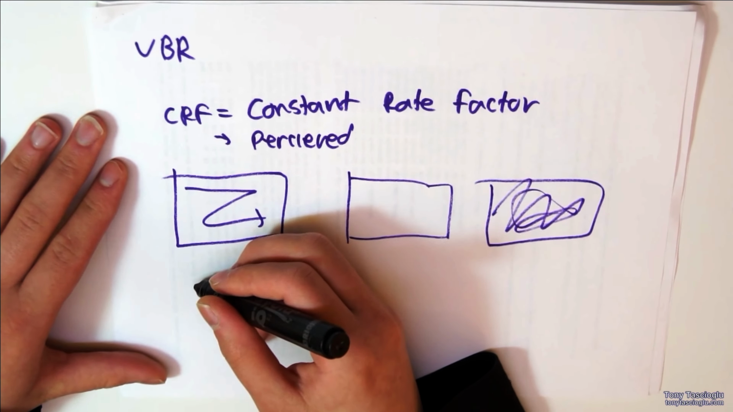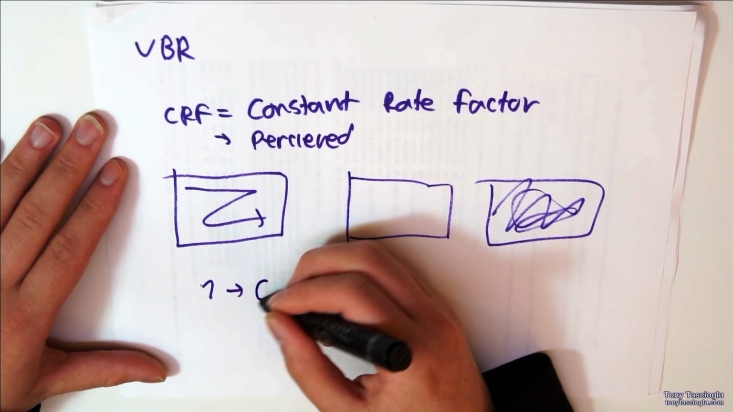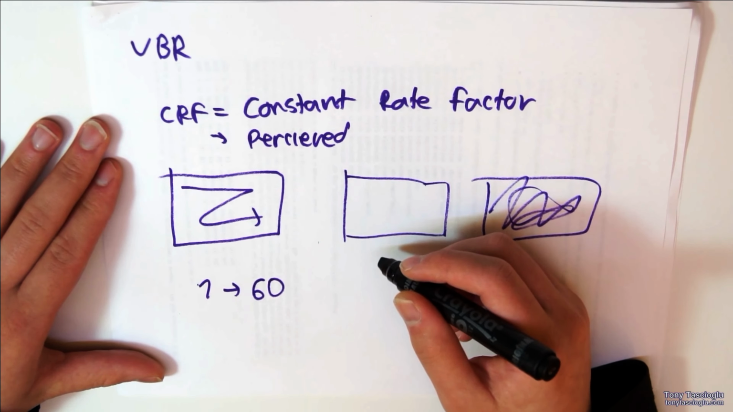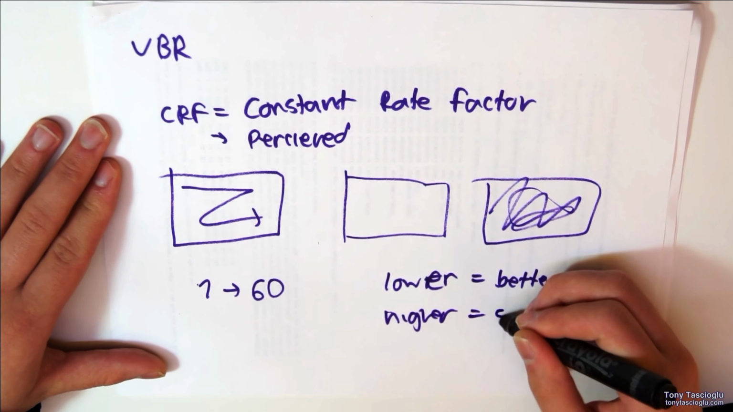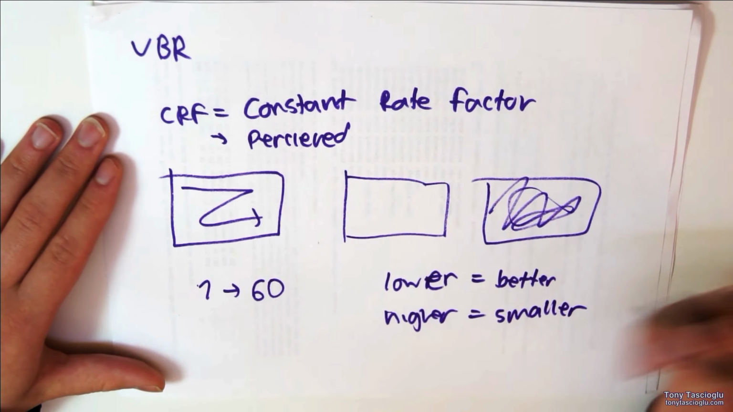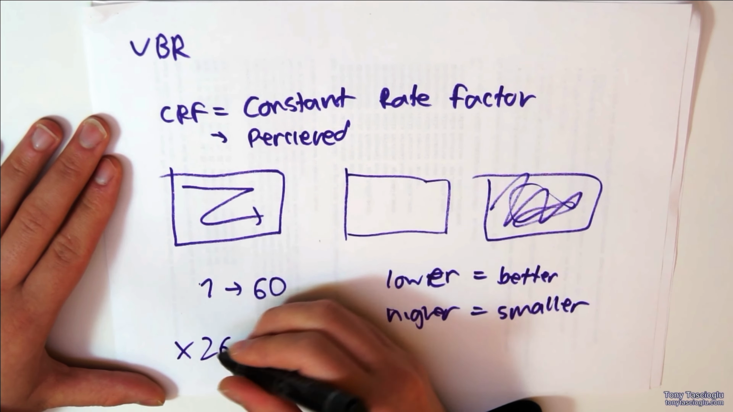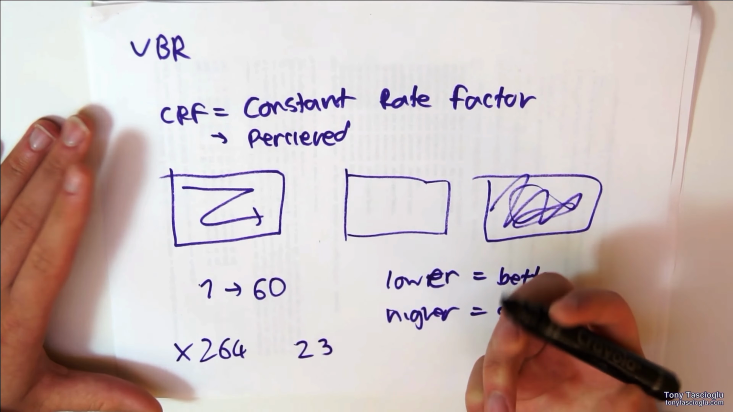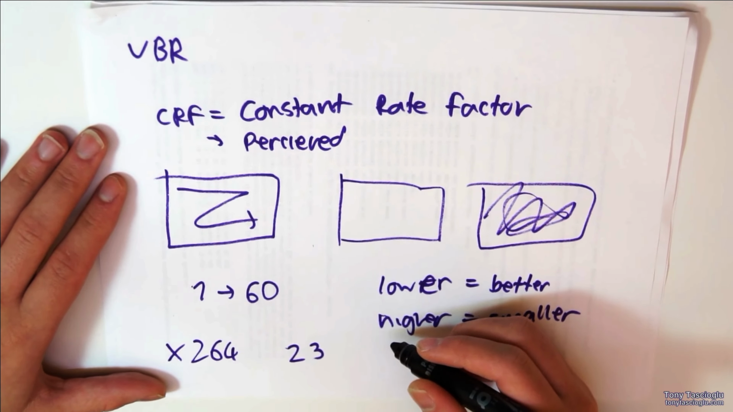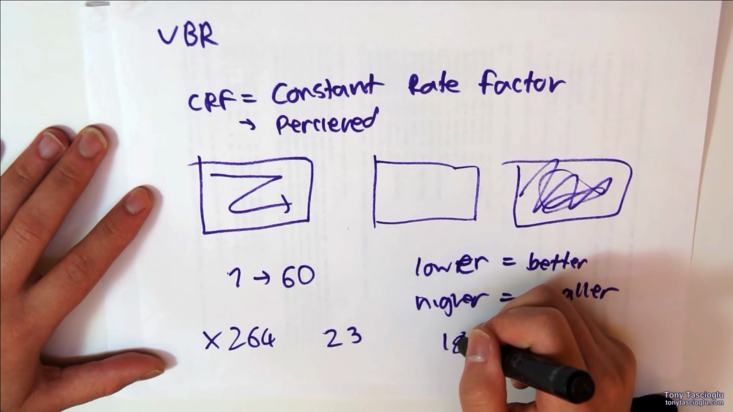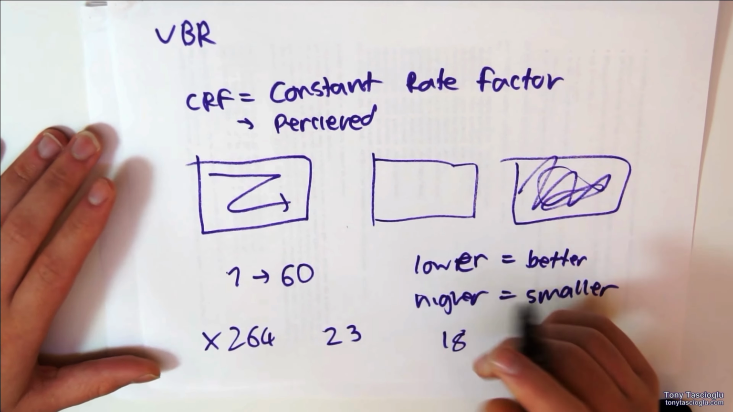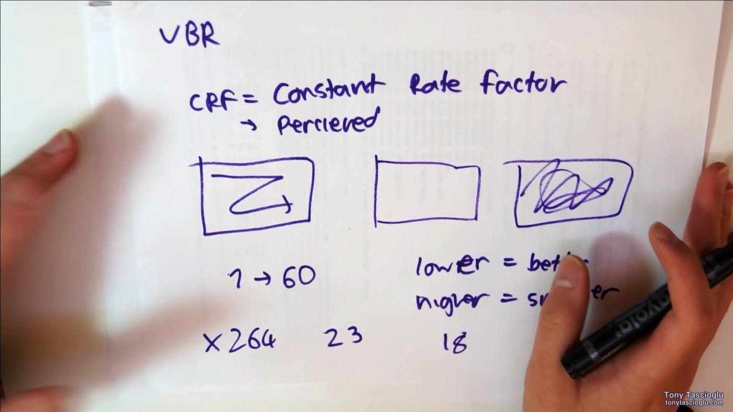Now, CRF usually goes from low values like 1 all the way to high values like 60. And the way it works is the lower is better and higher values are smaller. So for something like X264, the recommended values are 23 as the default for most uses, and 18 is generally considered to be visually lossless. Each plus or minus 6 you add generally doubles or halves the file size.